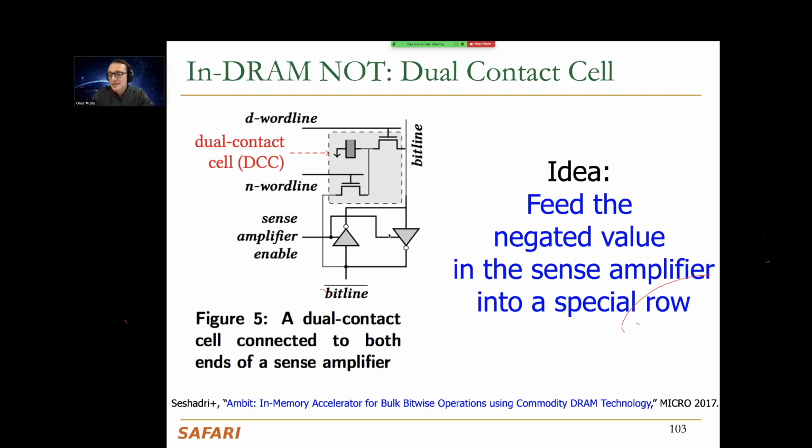And to be able to do NOT, you need to actually add a little bit more overhead into the DRAM chip. Essentially, the complement of a bit actually exists on the other end of the bit line after you activate that row. We just store that bit through another interconnection to a special row inside the same subarray by feeding the negated value in the sense amplifier into a special row. So this adds a little bit more overhead.